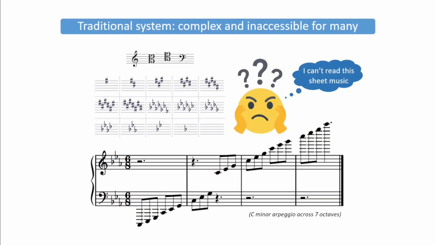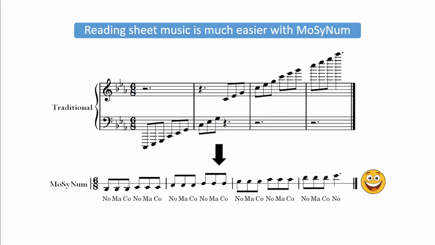The first is to simplify music so that it's accessible to everyone. If you look at these images, you'll see how traditional notation systems use multiple clefs and key signatures. This makes it difficult for most people to read sheet music. To read the notes, you have to decode symbols, like the treble clef or bass clef. With MoSyNum, everything is much easier. There are no clefs or key signatures, and the note names are shown directly, no decoding required.